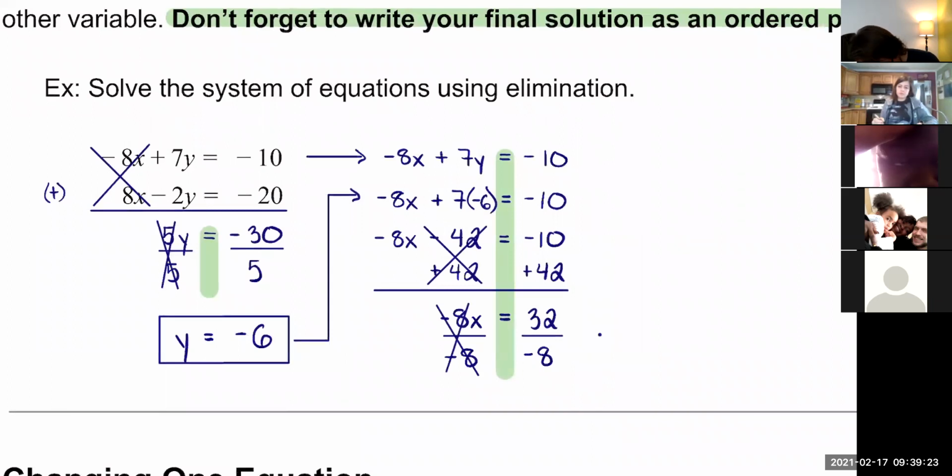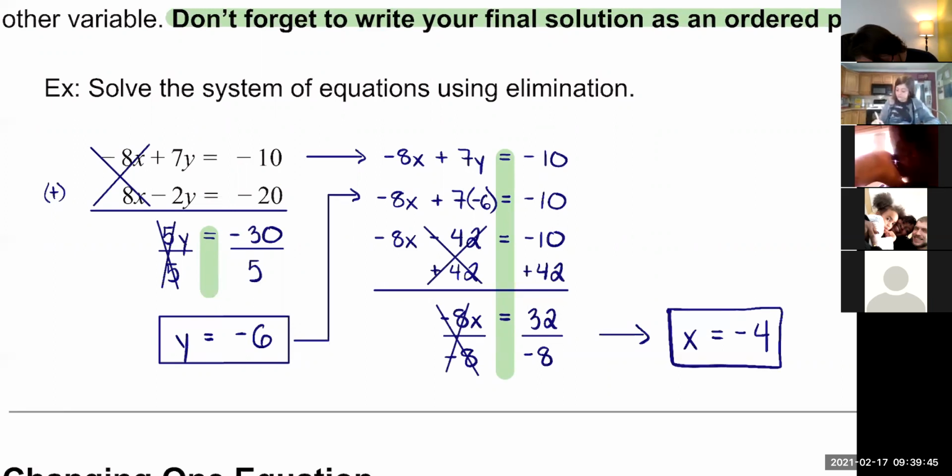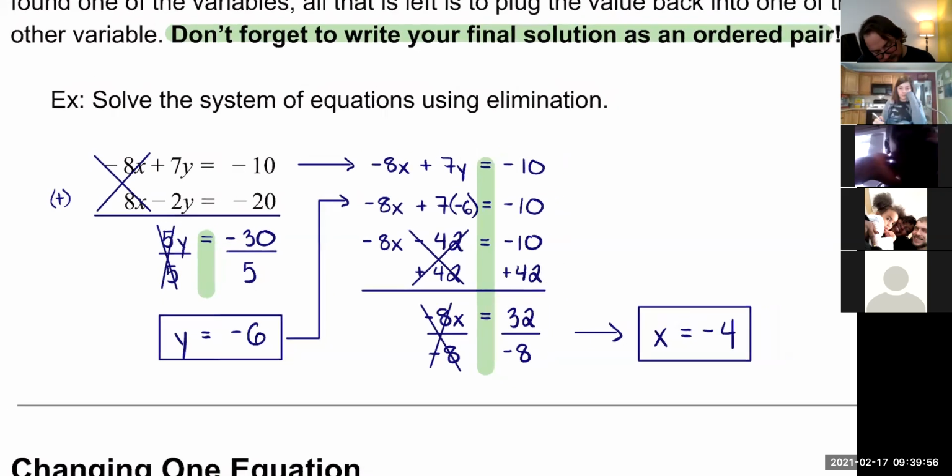Because I didn't design this the best I could, I'm going to write my answer off to the right here. The negative 8 divided by negative 8 becomes a positive 1, which leaves me with an x. And then 32 divided by negative 8 gives me a negative 4. Now, we have a value for y. We have a value for x.